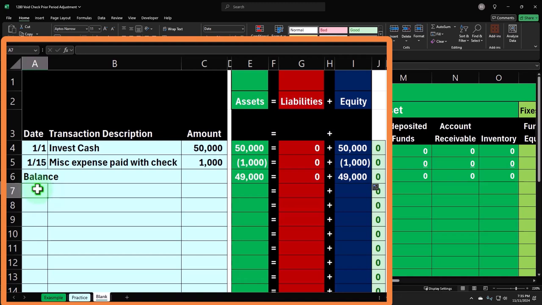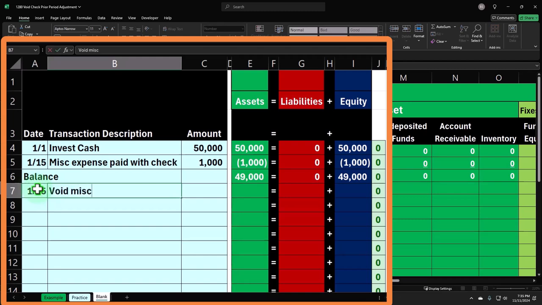All right, let's say now on 115, the same day, we void the miscellaneous check. So we're going to void it now. Why? Because maybe we entered it two times.